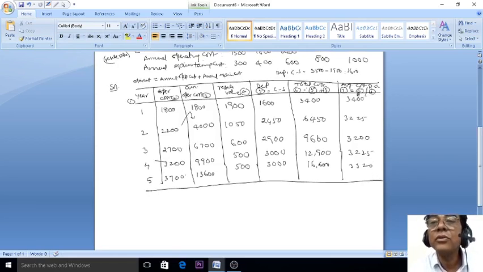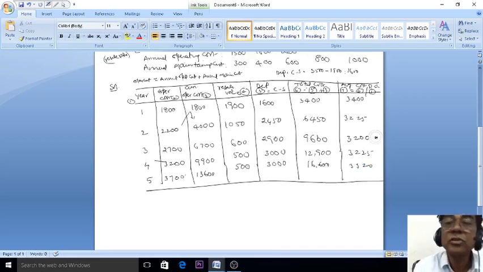Okay. So out of these 5 values, which is the minimum value? 3200 is the minimum value. Understand? So put a star mark here. What is the corresponding year? The corresponding year is 3. That's all. Now I have to write down the statement.